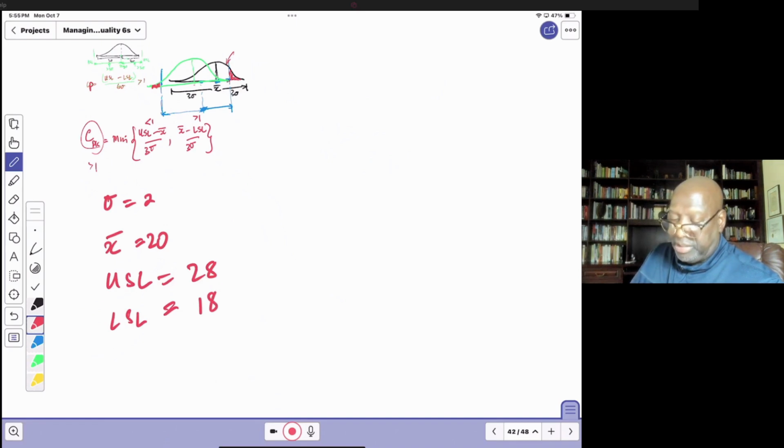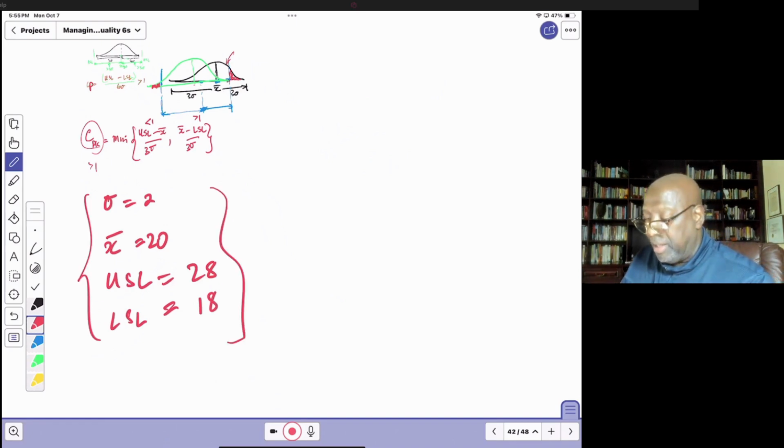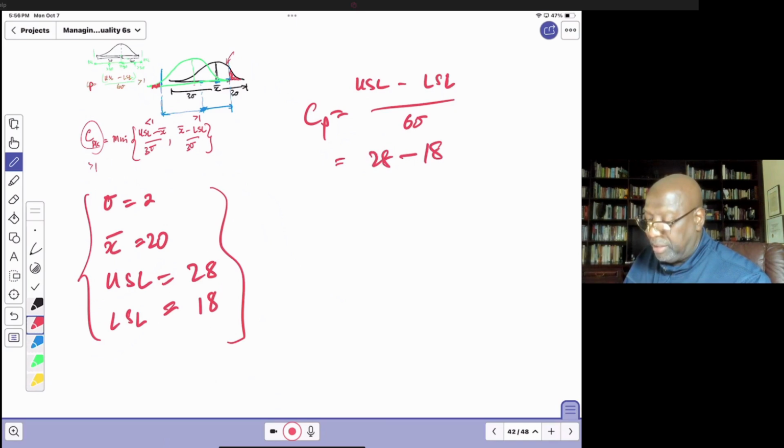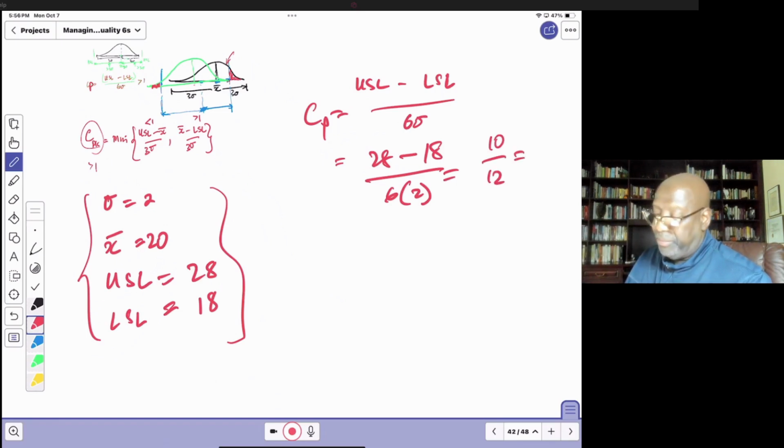So given this process right here with the following specs, let's look at CP. Well, CP, we said, was essentially the upper minus the lower specification limit divided by 6 sigma. In that case, it would be 28 minus 18 over 6 multiplied by 2, which is 12. So that would be 10 over 12. As you can see, 10 over 12 is actually less than 1. So this process is not capable. Let's find CPK.